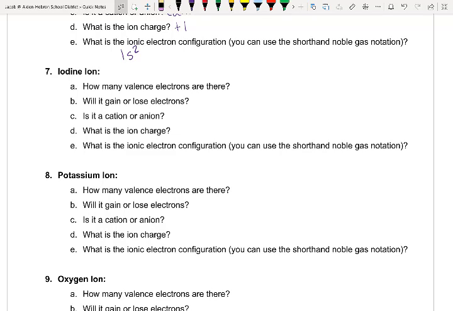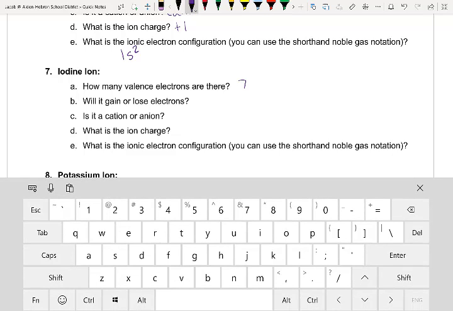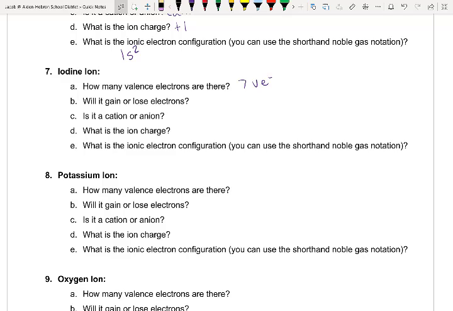Right, iodine. Iodine is going to have 7 valence electrons. I would just use the cheat sheet on the table to figure that part out. Again, if you wanted to draw it, you can, but there's 53 electrons in iodine. Because it has 7 valence electrons and it wants to get to 8, it's going to gain 1 electron, sorry. Because it's gaining 1 electron and becoming negative, it is an anion. Since it's gaining 1 electron, it is going to be a negative charge.